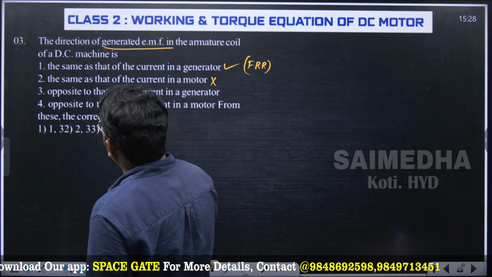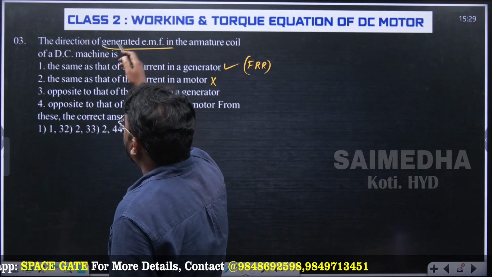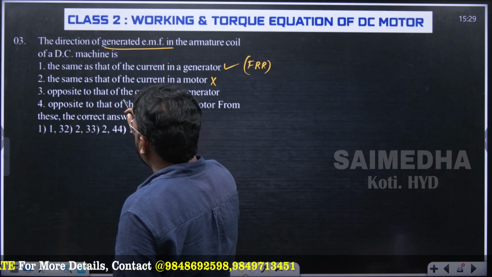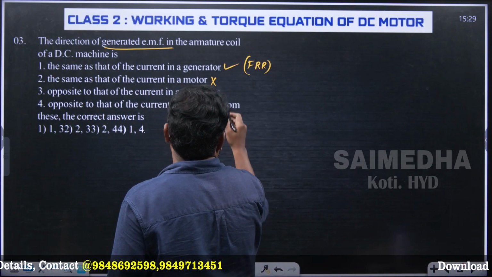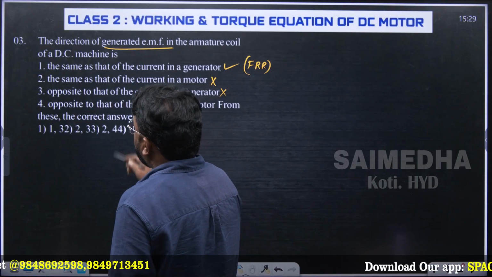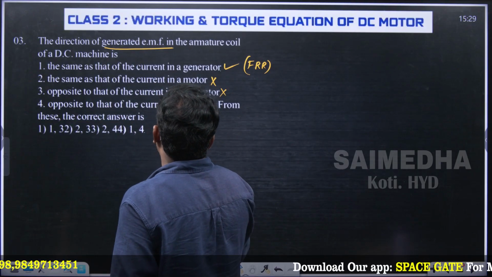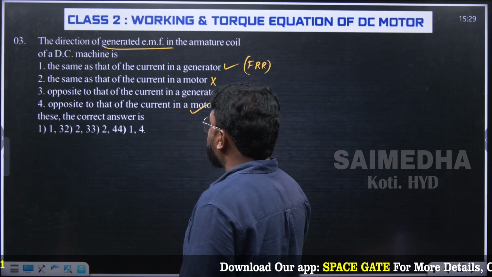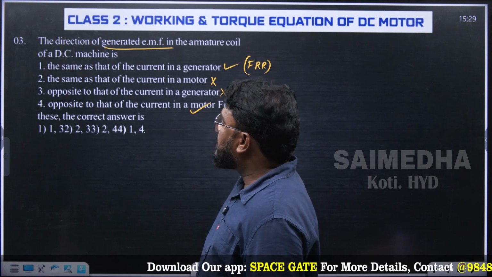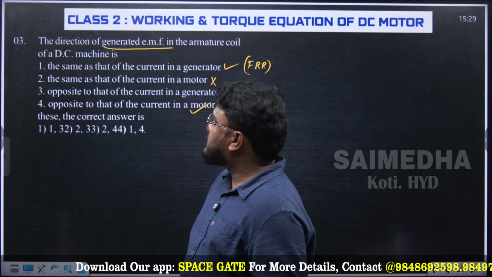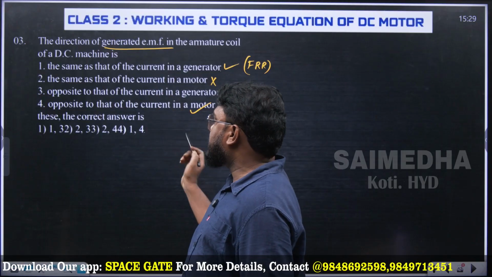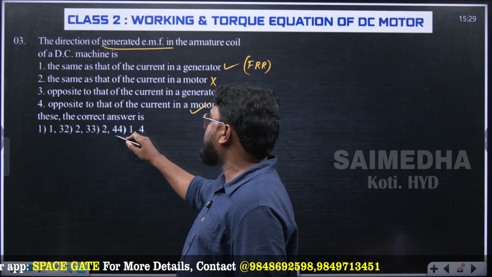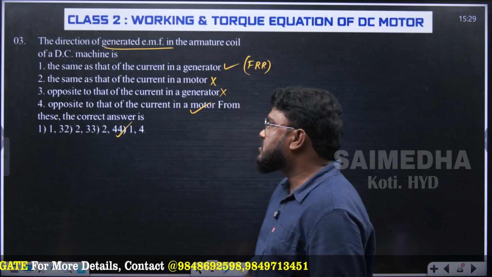And the next one, opposite to that of the current. Direction of induced EMF opposite to that of the current in the generator. This is also not correct. And opposite to that of the current in the motor. So this one is the correct statement. So statements 1 and 4 are correct, and statements 2 and 3 are wrong. So option 4 is the correct answer for this question.